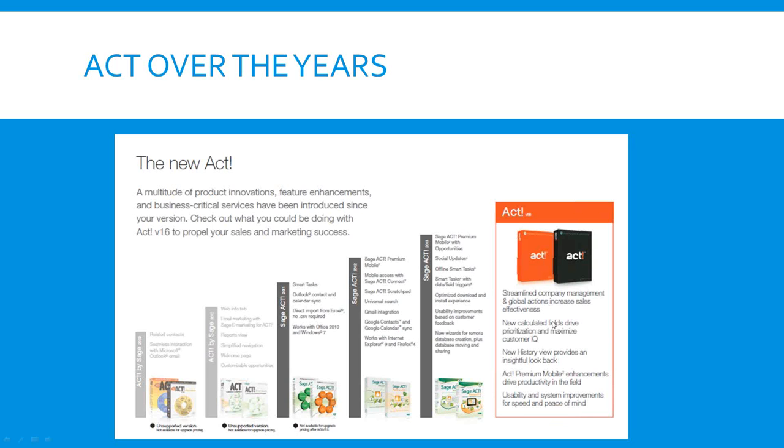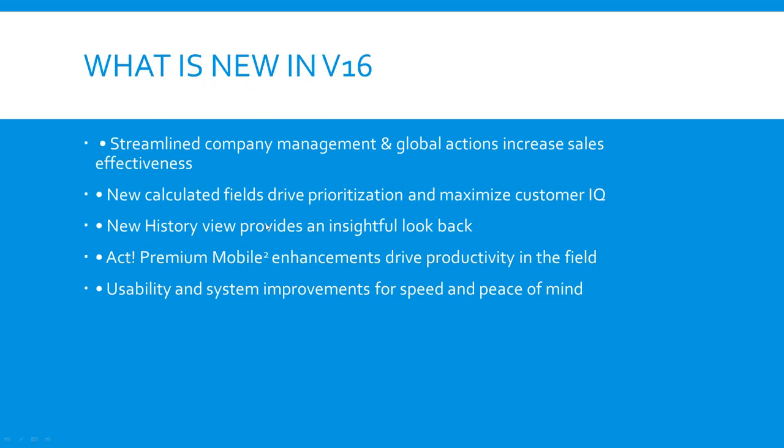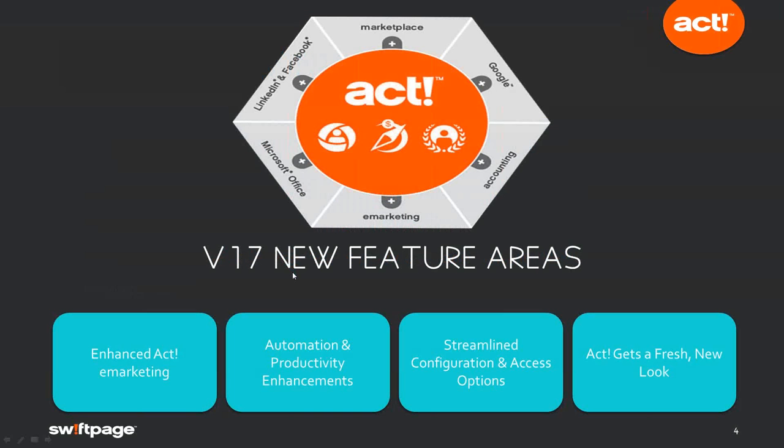2013 was Premium Mobile, social updates, offline smart tasks, smart tasks with a date and field trigger. Version 16 last year, some of the things they did added calculated fields, they added a history view, which I'll show you in a little bit, and continued to make changes to the Premium Mobile. So in version 17, that's some of the stuff that was new in 16. We talked about that. 17 new features revolved around 4 areas.